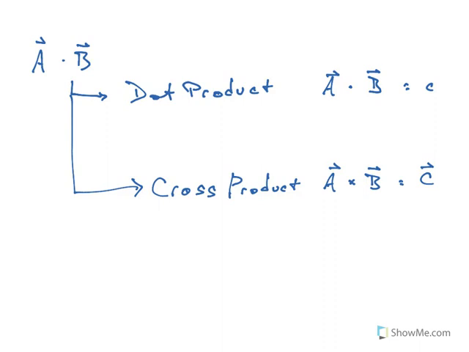So what you see in math courses, if you see this thing in math, what they usually use it for is to say, is vector A perpendicular to vector B? Or is vector A parallel to vector B? If they're parallel, then if you do a cross product, you'll get 0. And if they're not, then you'll get some new vector. So these are the two kinds of multiplication.